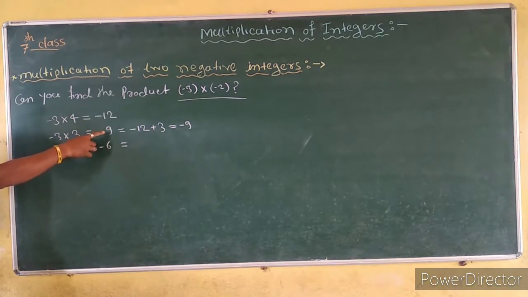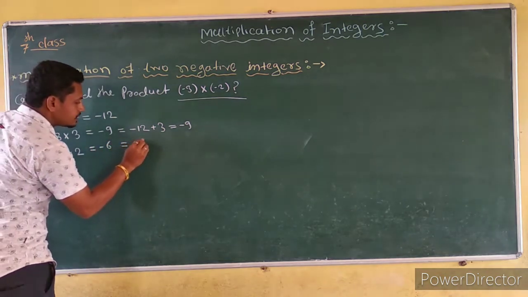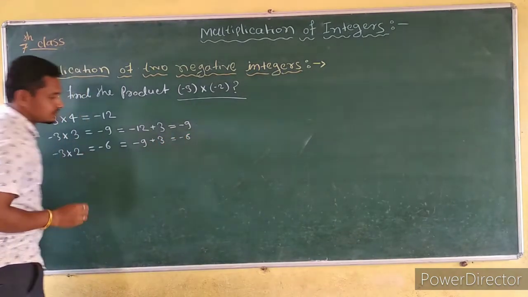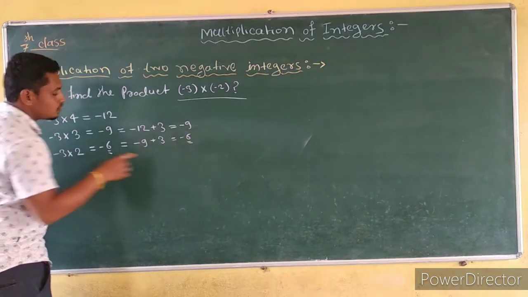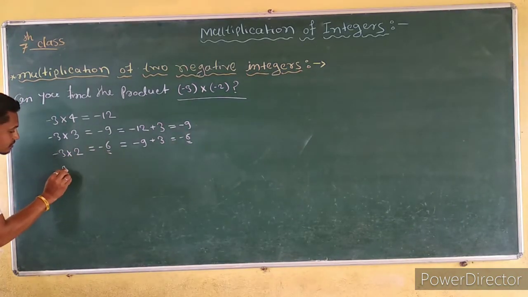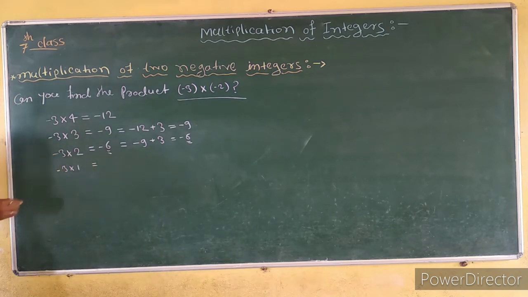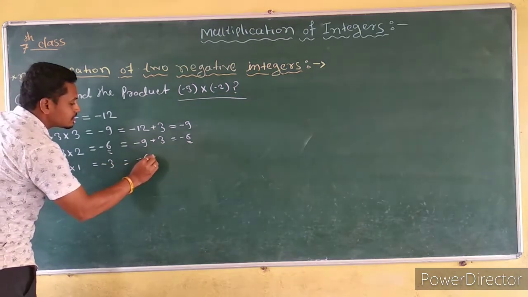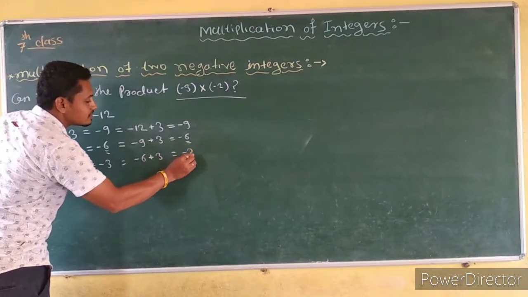Our previous product is minus 9. Minus 9 plus 3 is equal to minus 6. This is the product. Next, minus 3 into 1 is equal to minus, take the minus first, 3 ones are 3, so minus 3. Minus 6 plus 3 is equal to minus 3.